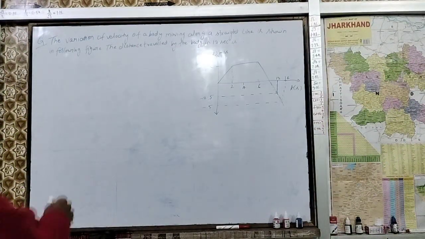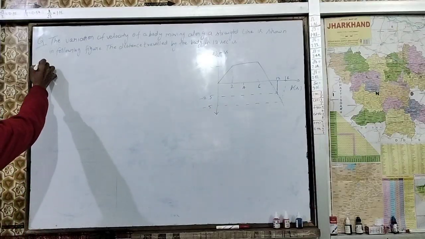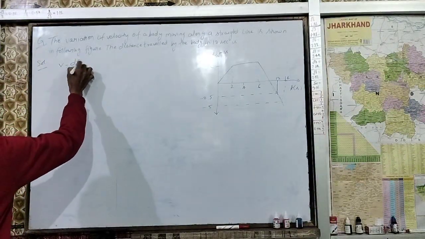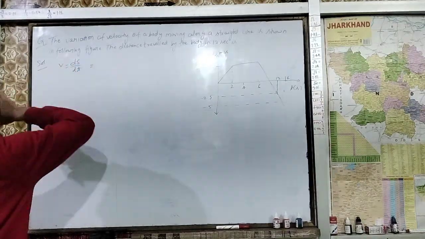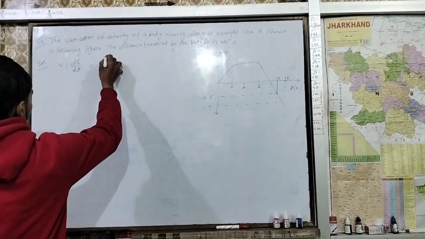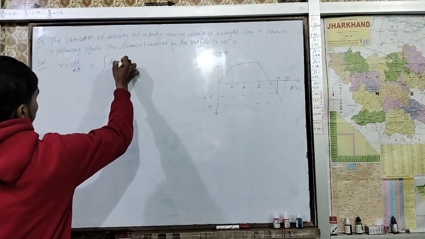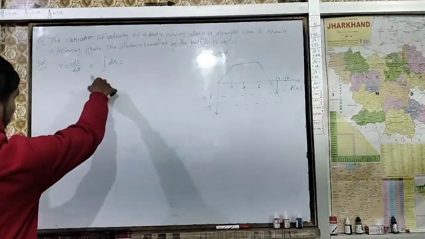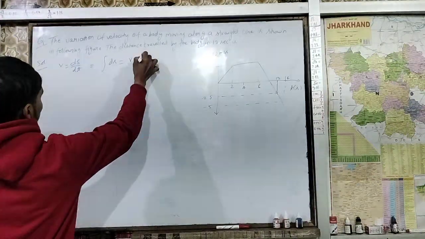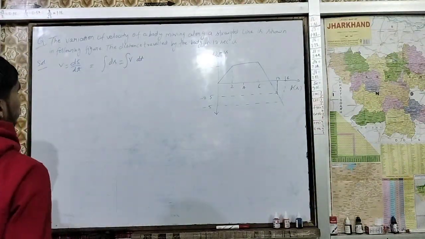You know, it is a Vt graph. This is a Vt graph. So this will become ds upon dt. From here, it is asking nothing but total distance. When it comes to total distance, we use integration. So this will be v into dt, integration, limit is from 0 to 12.